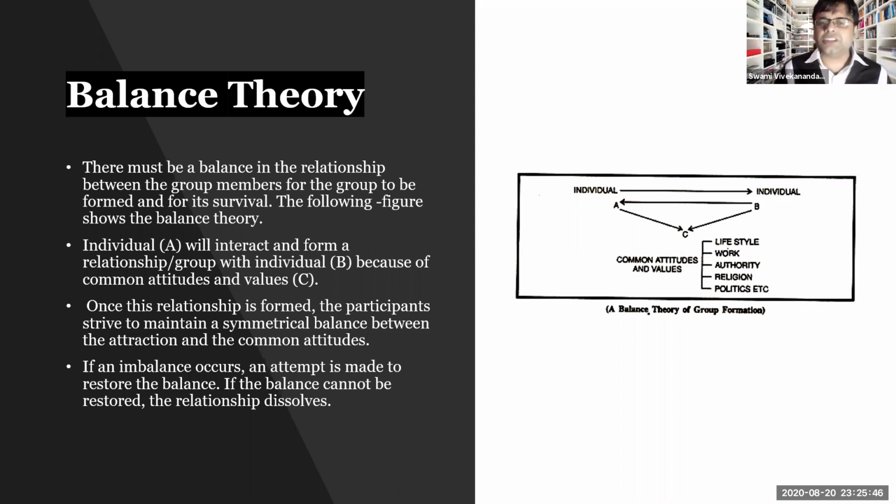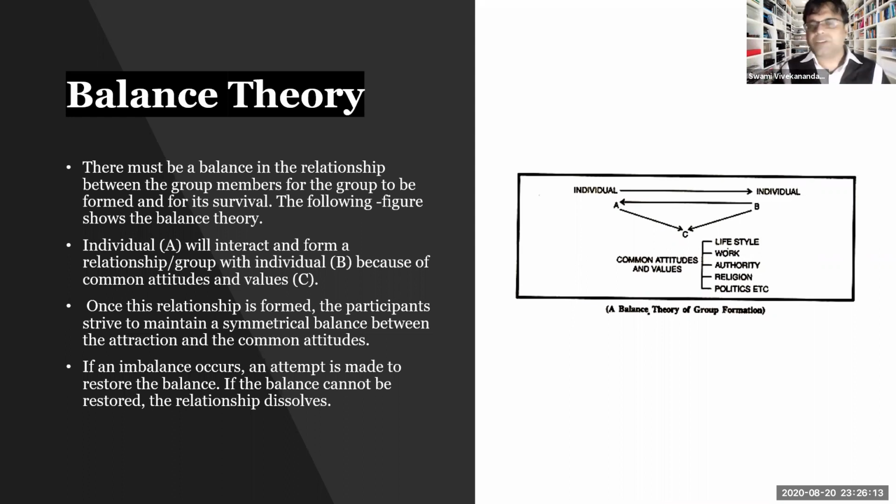Now, once the relationship is formed, the participants strive to maintain a symmetrical balance between the attraction and the common attitude, that we have already discussed. A and B both will try to make a balance with C, because their lifestyle is matching. That's why they are forming the group. If there is a mismatch, then they will not be in a group anymore. So if an imbalance occurs, an attempt is made to restore the balance, but if the imbalance cannot be restored, the relationship dissolves, right?